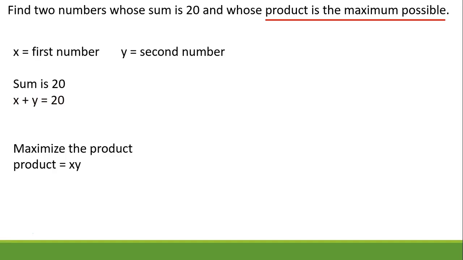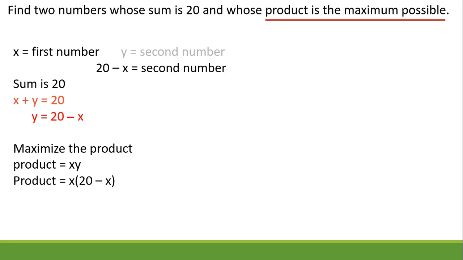So let's look back at the constraint that we had, which was x plus y has to equal 20. And let's solve that constraint for one of our variables. So in this case we could say y equals 20 minus x. Now remember, y was the second number. So we now have a different expression that means the same thing as y, which is 20 minus x. So the second number, 20 minus x, can replace the y in our expression for the product. So now we can say that the product is x times 20 minus x.